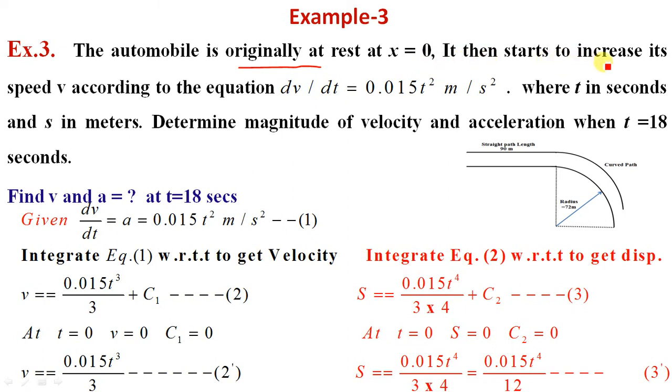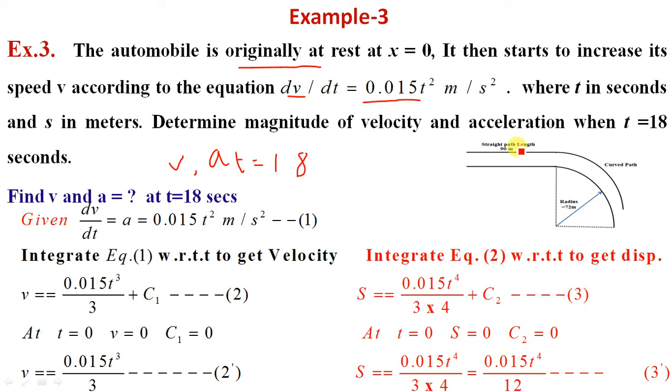It then starts to increase its speed v according to the equation dv by dt is equal to 0.015 t square meter per second square, where t is in seconds and s is in meters. Determine the magnitude of velocity and acceleration when t is equal to 18 seconds. So we have to find v and a at t is equal to 18.